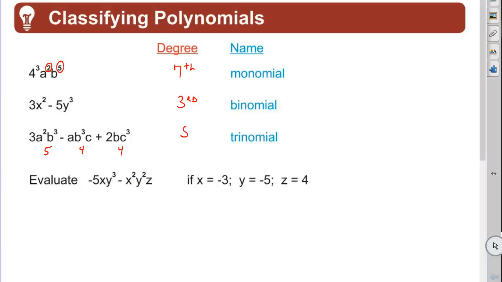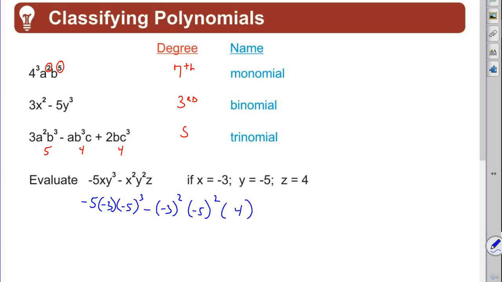All right, be careful when evaluating. If you'll simply put parentheses wherever the variables appear, so that's the negative 5xy cubed minus the x squared, y squared, z, and then substitute in, you should be fine. So everywhere where there's an x, I need a negative 3. Where there's a y, I need a negative 5. Oh, this is going to be a big number. I need a negative 5. Oops, I need a negative 5 in for the y, and I need a 4 in for that z.